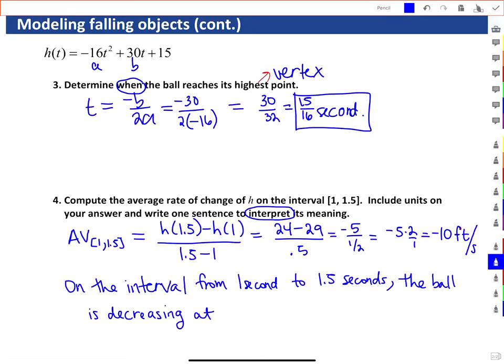Because I said the word decreasing, I don't also want to say negative here, right? The decreasing part is telling us that it's negative. So we're decreasing at 10 feet per second.